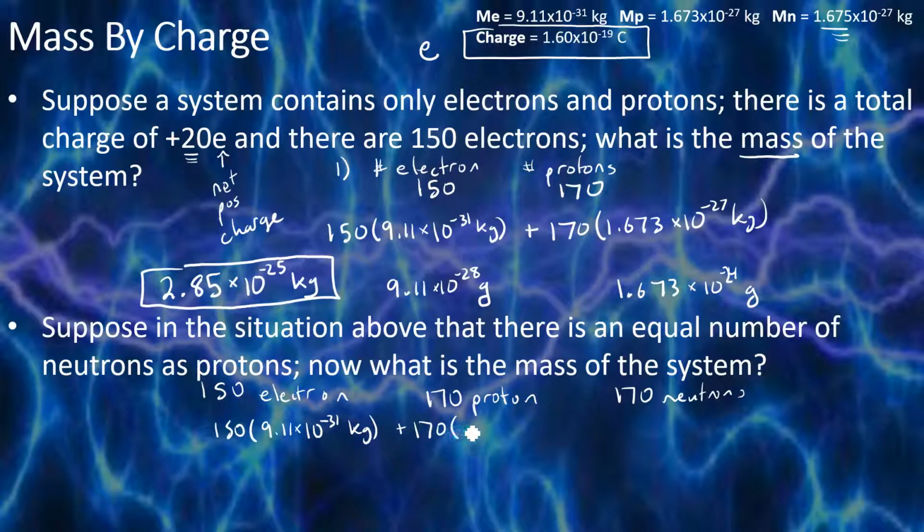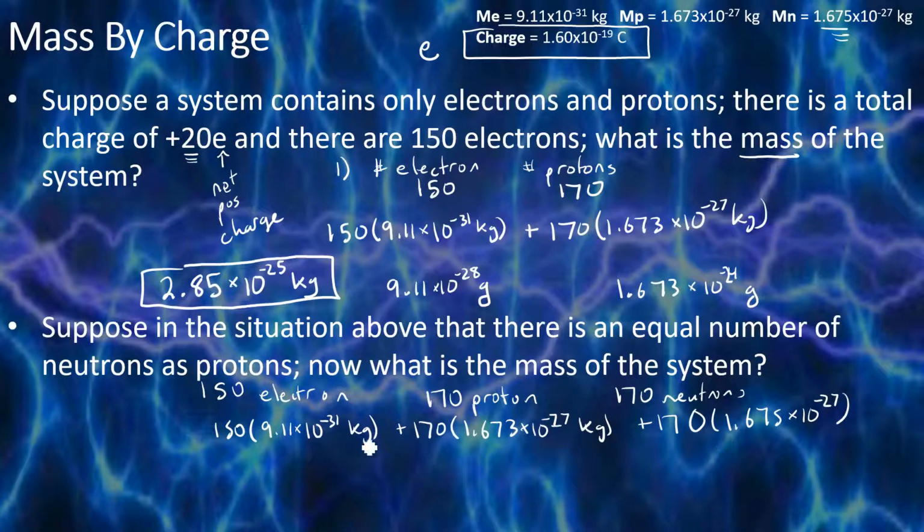Now, we would type all of this in simultaneously. So we have 1.673 times 10 to the negative 27th. And again, if you're doing kilograms, all of them need to be in kilograms. And we're saying neutrons are going to have the same amount. So neutrons, 1.675 times 10 to the negative 27th.